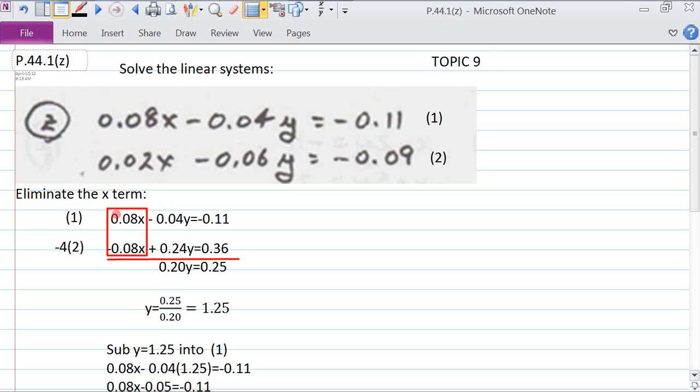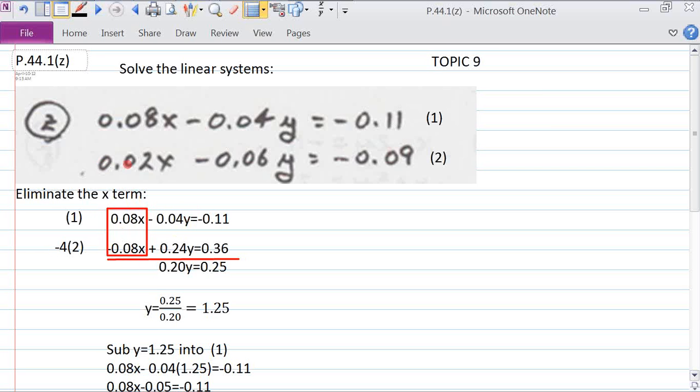So 1 we're going to leave the same, 0.8x minus 0.4y equals -0.11, so that's this one. We're leaving it the same. We're indicating it with the letter 1 here. And we're going to multiply equation 2 by -4. When we multiply this by -4, we get -0.8x. Notice the magnitude of these two are the same, but one has the opposite sign, so this has the minus.